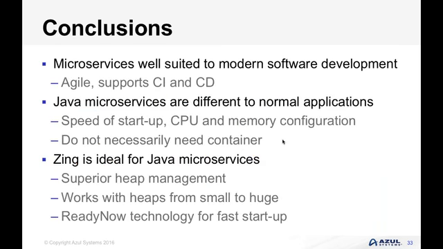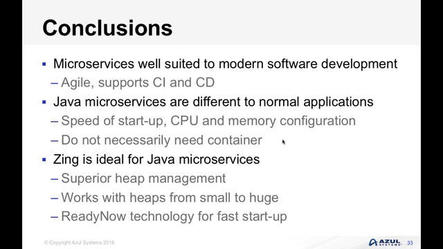So just to conclude, really, microservices are very well suited to the idea of modern software development. They're focused on the idea of agile development, so we can make changes more quickly. We can use the whole idea of DevOps. We can use continuous integration, continuous deployment through the various tools that we have available, so that we can change parts of the system without affecting everything. As long as we maintain the same interfaces, then everything will work. Java microservices are a little bit different to normal applications. You need to think about the speed of startup.